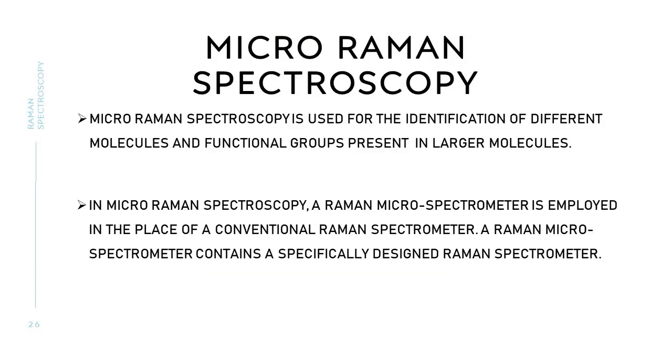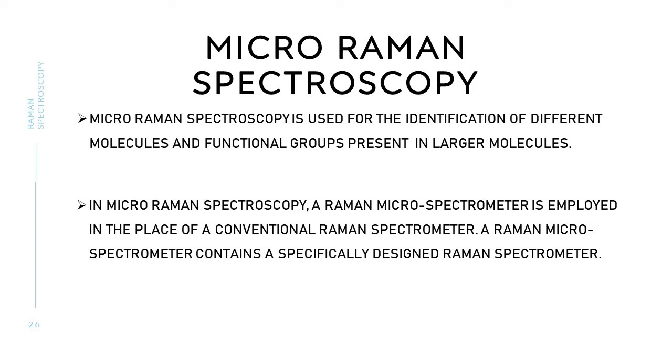Now after that we are going to study micro Raman spectroscopy. Micro Raman spectroscopy is used for the identification of different molecules and the functional groups present in a larger molecule. In micro Raman spectroscopy, basically we replace the conventional Raman spectrometer with the micro Raman spectrometer.